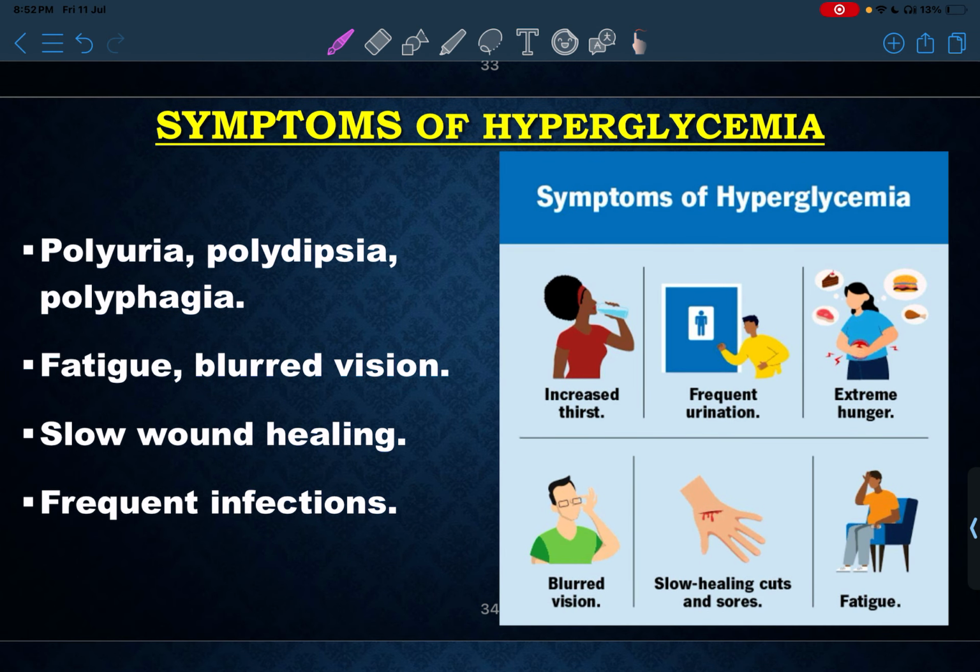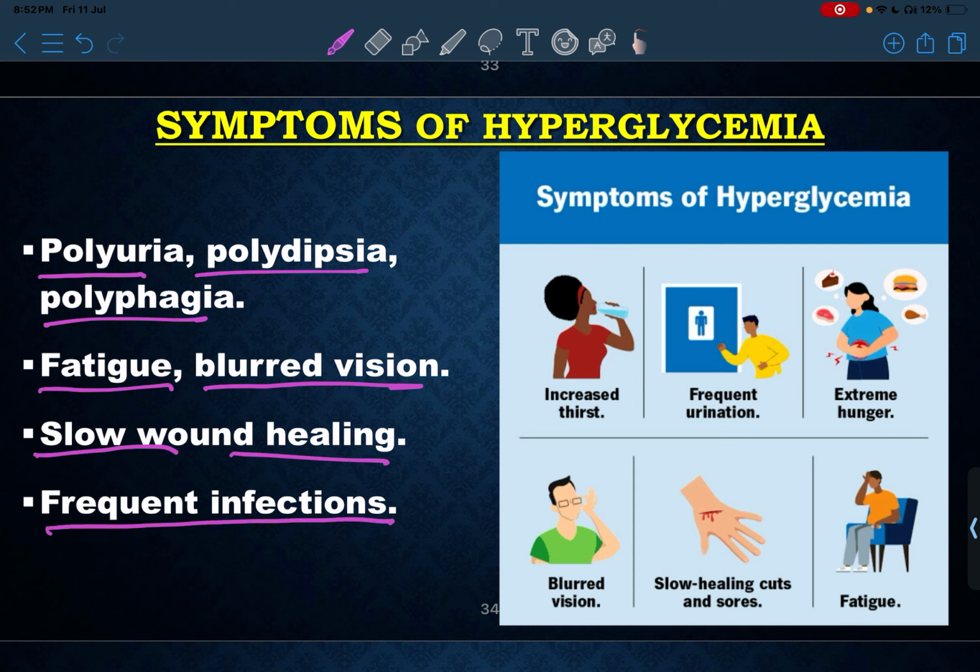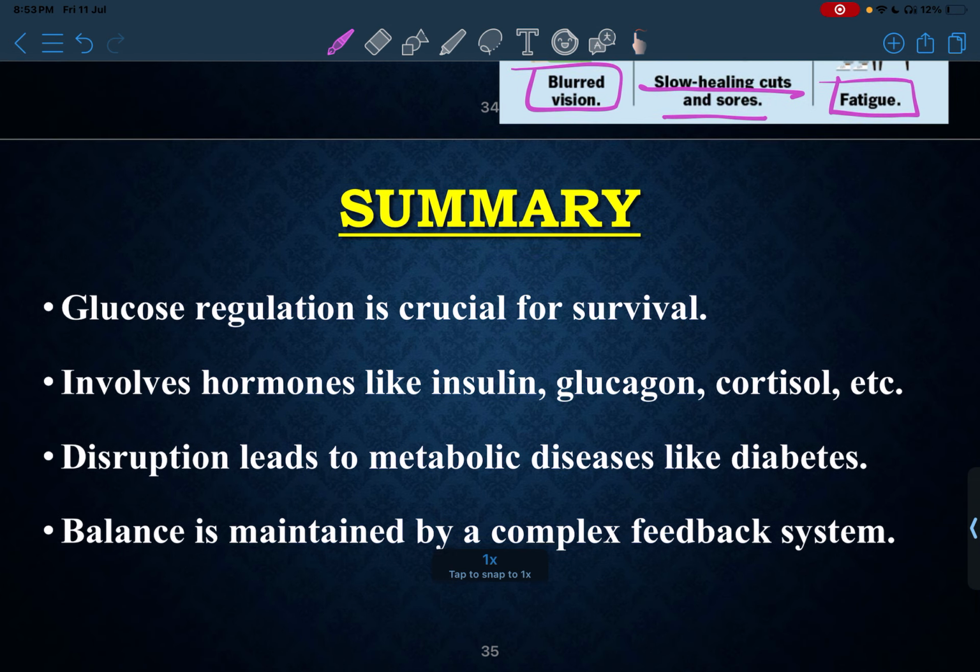Symptoms of hyperglycemia. So what are the symptoms of hyperglycemia? Polyuria, polydipsia, polyphagia, fatigue, blurred vision, slow wound healing, frequent infections. So you can see there's increased thirst, frequent urination, extreme hunger, blurred vision, slow healing of cuts, fatigue. These are the symptoms of hyperglycemia.